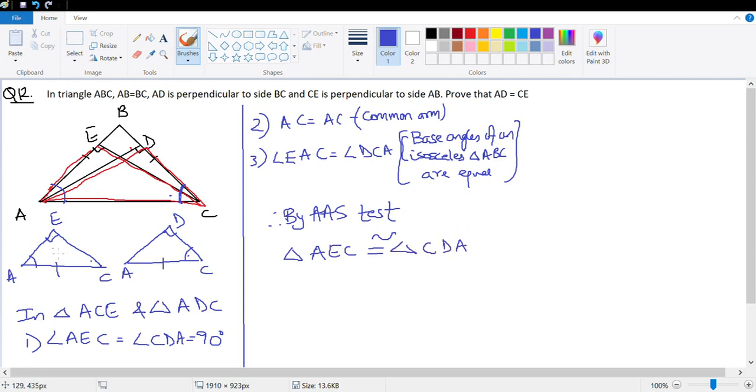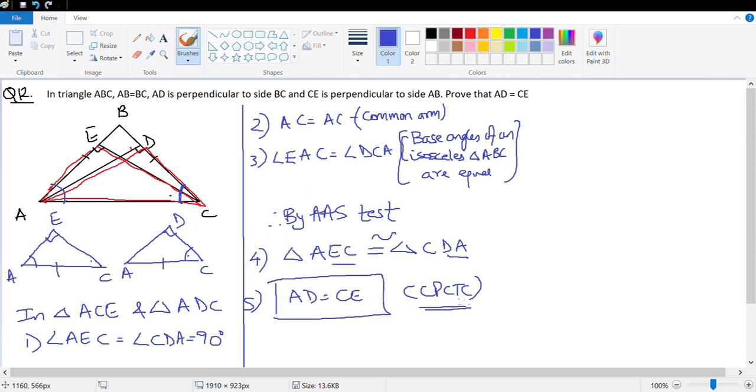A is C, E is D. Perfect. So this is my number 4. And number 5, I have to prove AD, which is these last two and last two. Perfect. So AD is equal to CE. This is CPCTC. Writing this gets you 1 mark. Or maybe it doesn't get you a mark, but not writing this deducts a mark from your hard work. Let's move on and let's solve the next question.